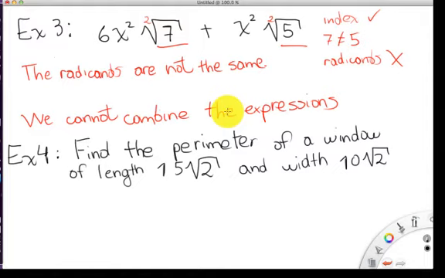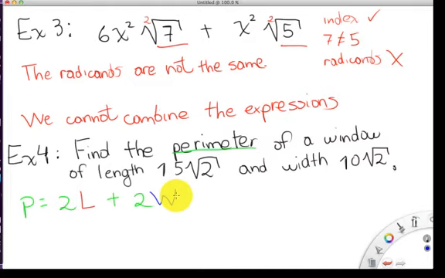Okay guys, so here's another problem. We're asked to find the perimeter of a window of length 15 square root of 2 and width 10 square root of 2. So first let's go ahead and collect information that we need for this. Keywords here would be perimeter. And perimeter is actually a math word that represents the distance around an object, and you know this from previous years. But getting down to the beef of things, the formula for perimeter would be P equals 2L plus 2W.